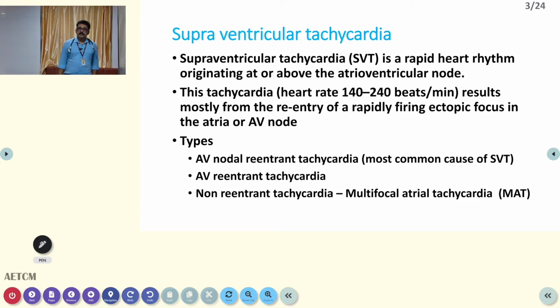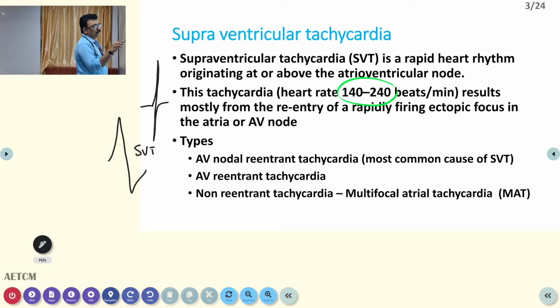Now, if the heart rate is higher than the normal expected rates, maybe more than 140, and still it is narrow complex, you can call it SVT. But if it is wide, then it can be SVT with aberrancy, RBBB, LBBB, or WPW syndrome, like that. So, narrow complex means there is no problem in the conduction system, but it is faster than the usual rates.